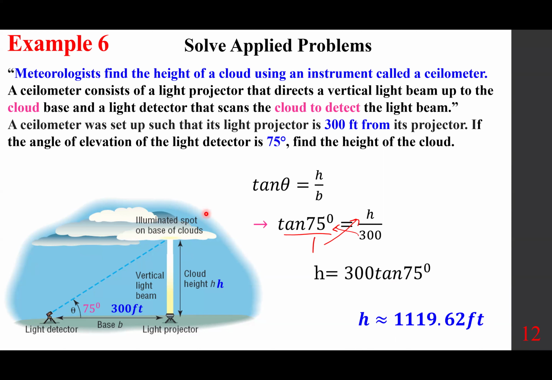So a quick recap, you have a light projector and you have a light detector. Light detector is at some distance, okay? This is vertical, making a 90-degree angle here, and some distance, you know the distance, you know the angle, you can figure out the height.